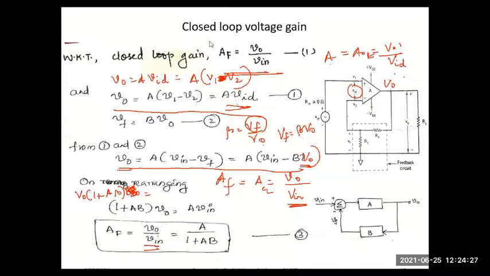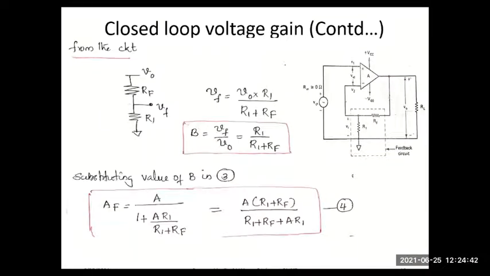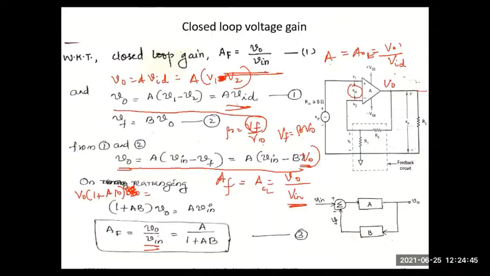And how do I find an expression for closed loop voltage gain? The expression for closed loop voltage gain, as we have already defined, is the final output voltage divided by the actual input voltage which is applied to the circuit. And since the output is connected back to the input side, the feedback loop is closed. It is a closed loop circuit. Okay. So AF is defined as V0 by Vin. Let me call that equation 1.